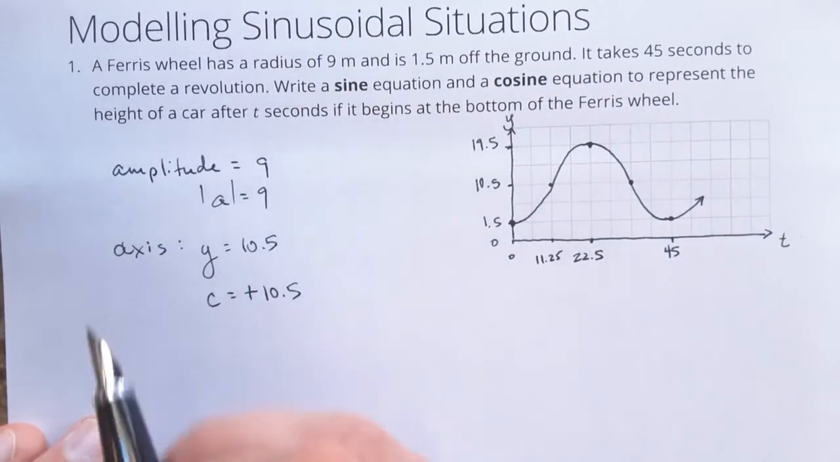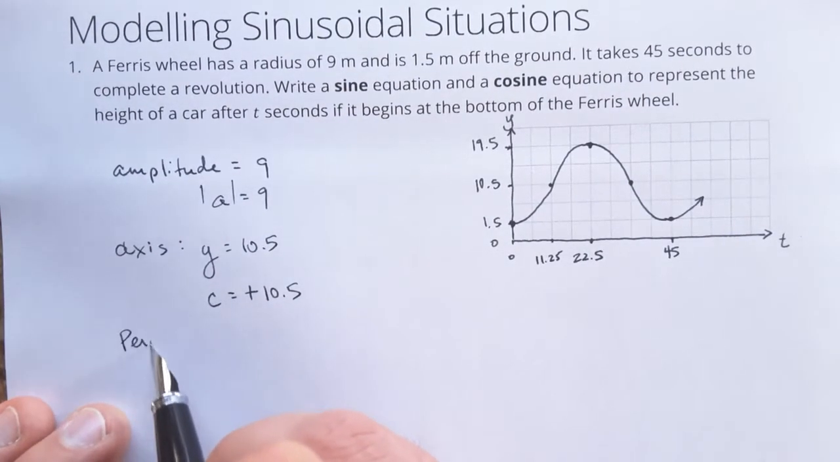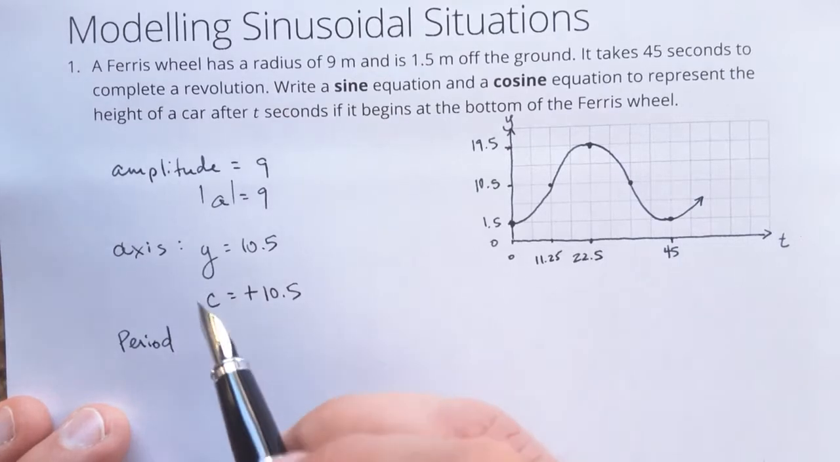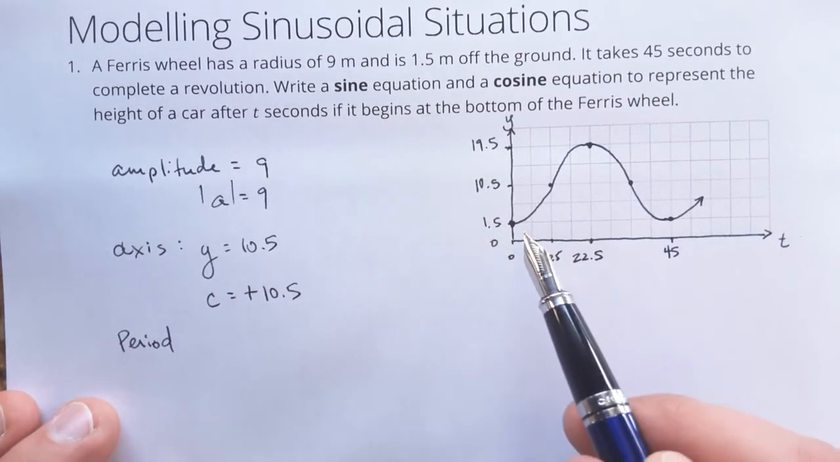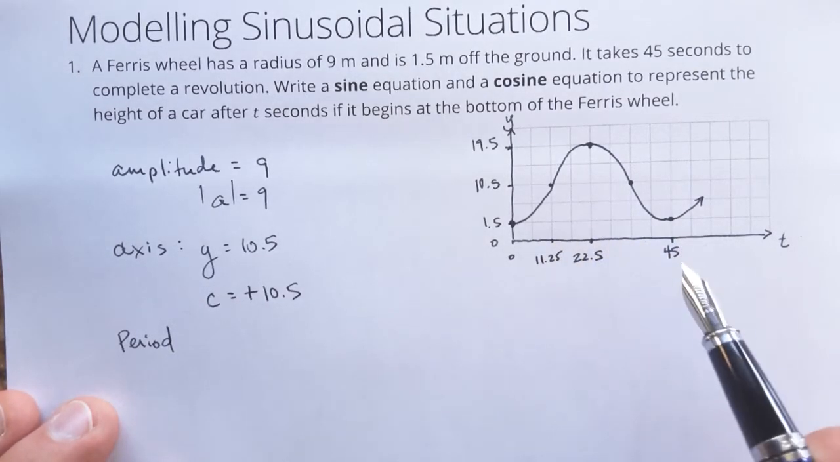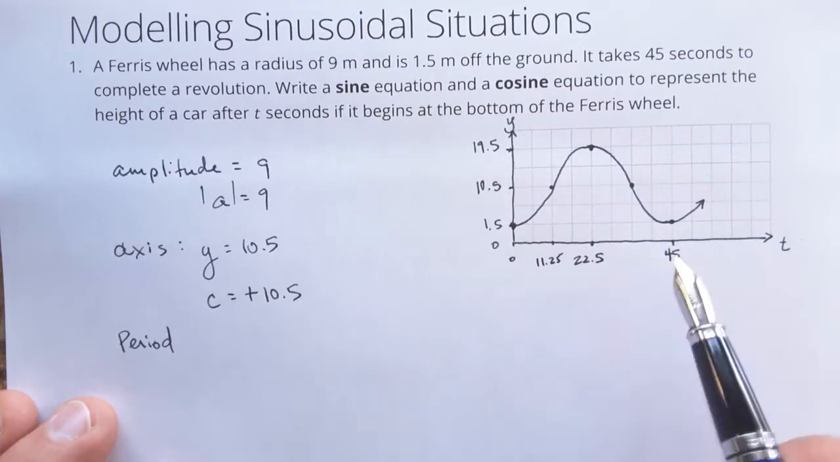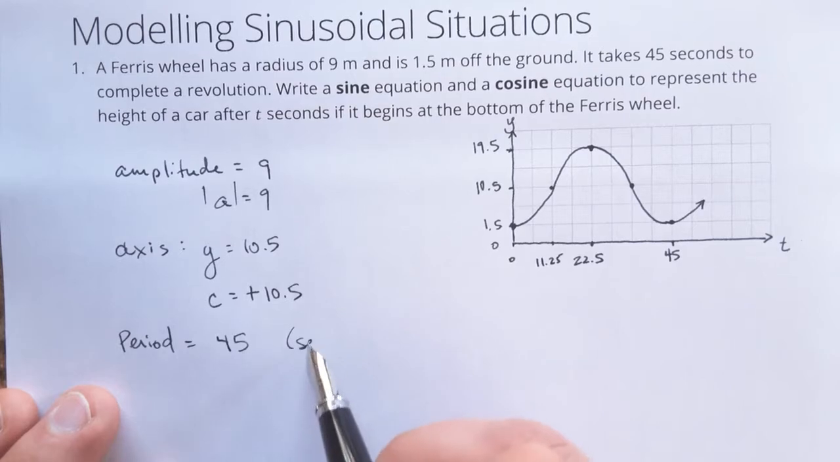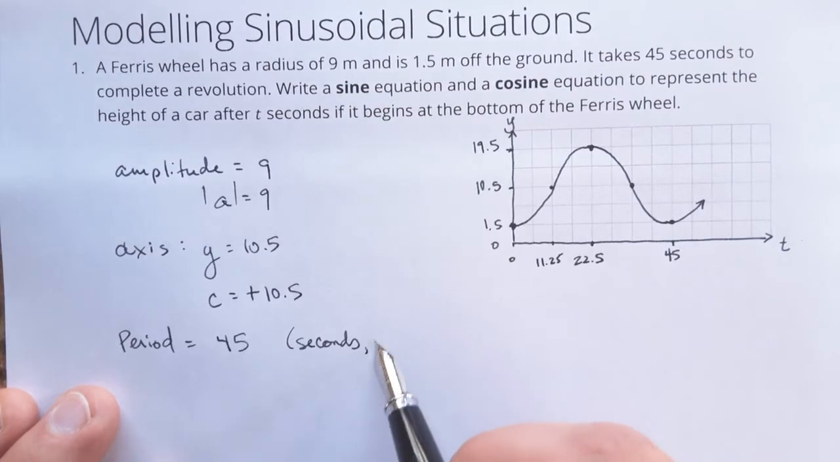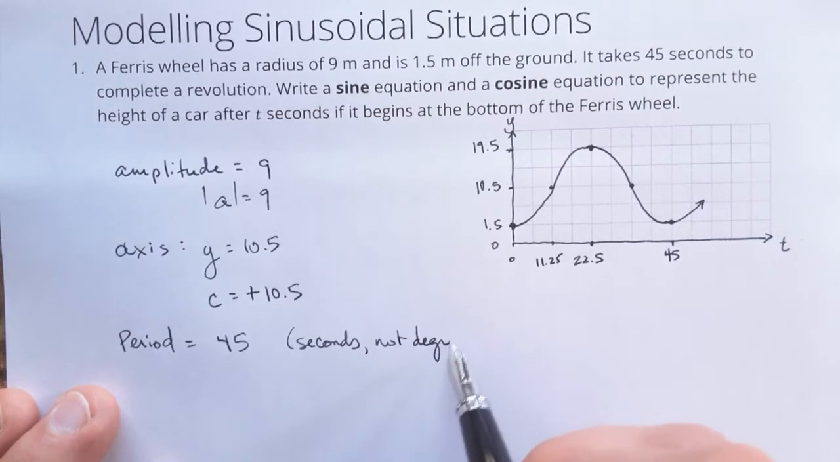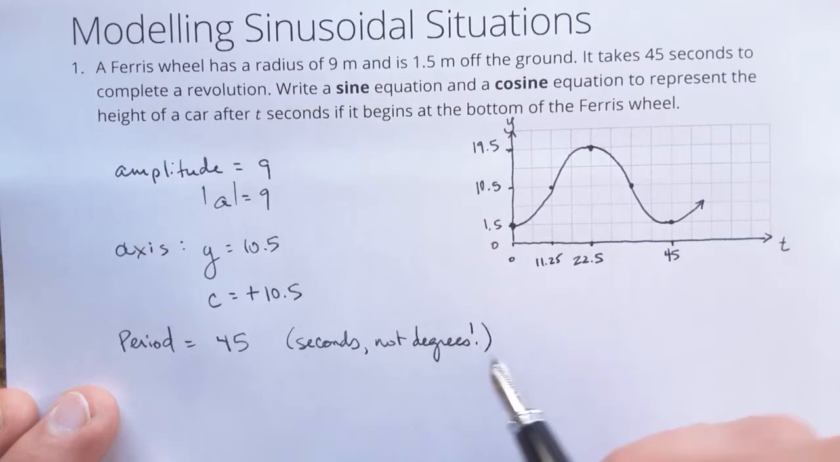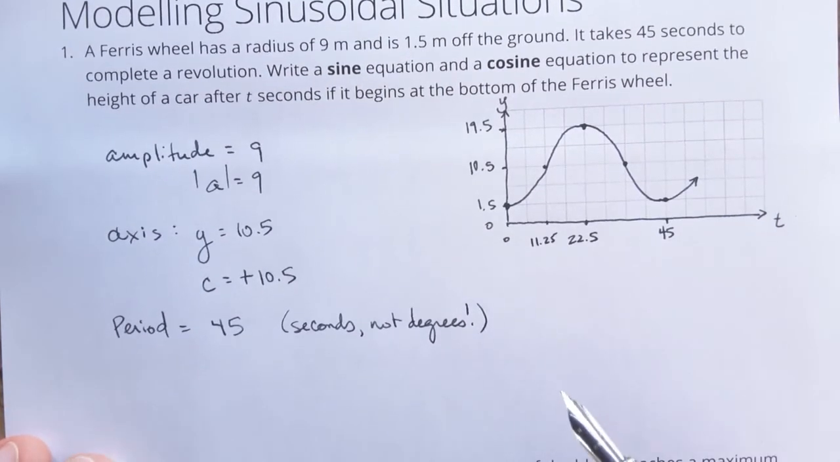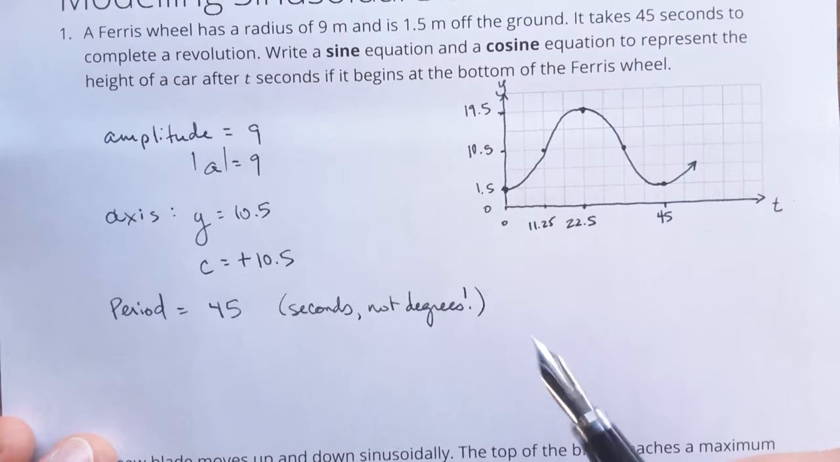Now, the period is the most challenging part and is maybe the most important part here, the part that's different. So the period is 45, and that's in seconds. It takes 45 seconds. It's not in degrees. So I'm just going to write 45, and then in brackets I'm going to say it's seconds, not degrees. This is a key point because it's going to affect how we write down the k value.